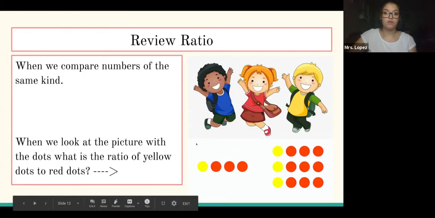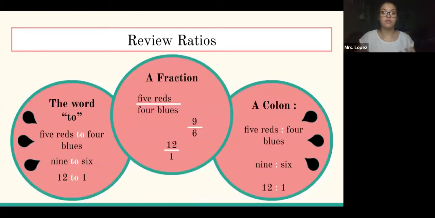So after the review, we also have just ways you're going to write your ratios or say them verbally. So the first part is the word to. So we have 5 reds to 4 blues. So let's say I had 5 red circles and 4 blue circles. When I want to say that verbally, I want to say 5 reds to 4 blues. This is very important too, because you're going to need to know this language later on in the lessons, and also later on in your math learning as well.